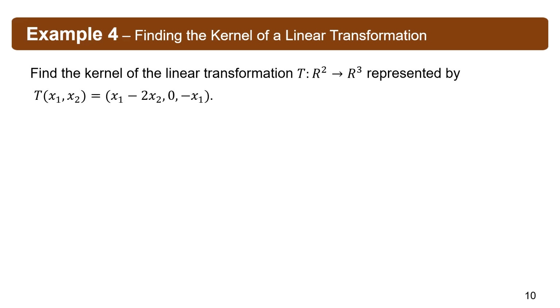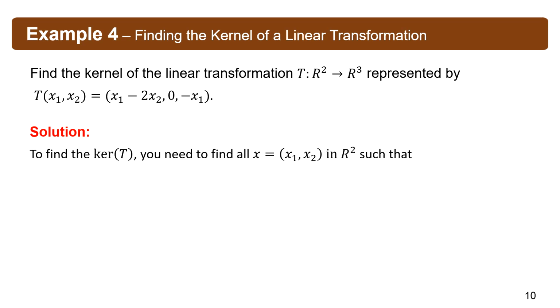Find the kernel of the linear transformation from R squared to R cubed. Now, this is example number 4, represented by T of (x1, x2), which is, by definition, (x1 minus 2x2, 0, negative x1). So, from two components to three components, two dimensions to three dimensions. All right. So to find the kernel, you need to find all (x1, x2) in R squared such that T of (x1, x2) is equal to 0.